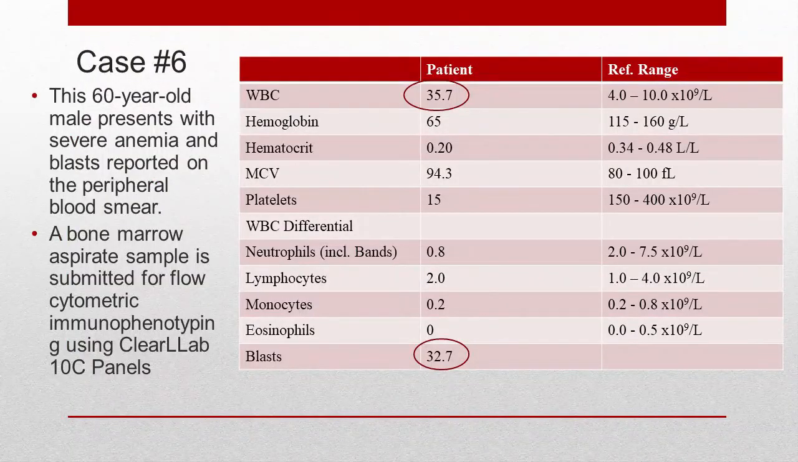Case number 6, this is a 60-year-old male that presented with severe anemia, which you can see here. Hemoglobin of 65, a hematocrit of 0.2, but there were reported blasts on the peripheral blood smear. In this case, we didn't actually run the peripheral blood because a bone marrow was done after the results were seen. And so that was submitted for flow cytometry immunophenotyping. And we used the ClearLab 10C panels.